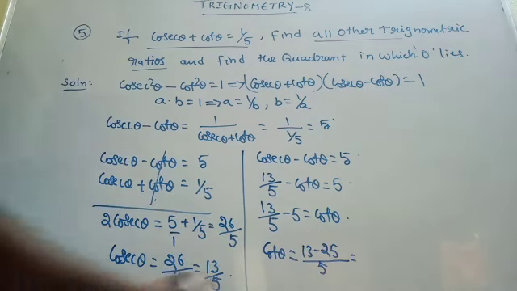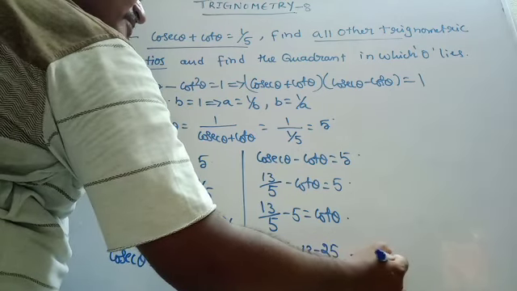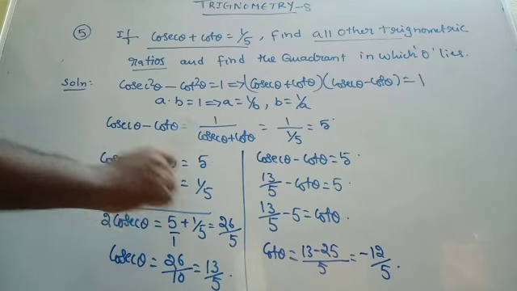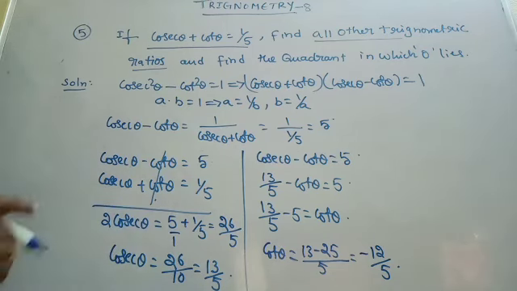13 minus 25 is nothing but minus 12 by 5. From this we have got one wonderful observation. Cosecant theta is positive, cot theta is negative, where it is possible. That is what we observe.